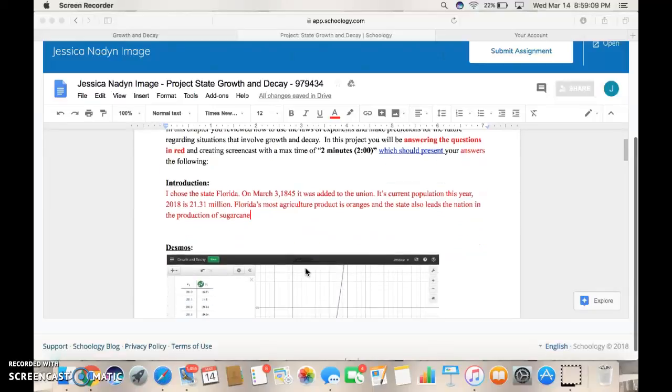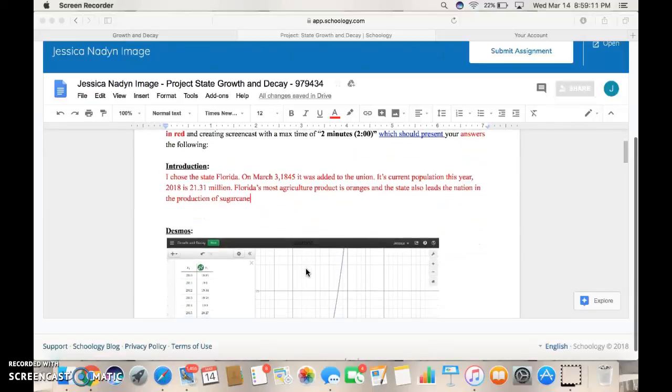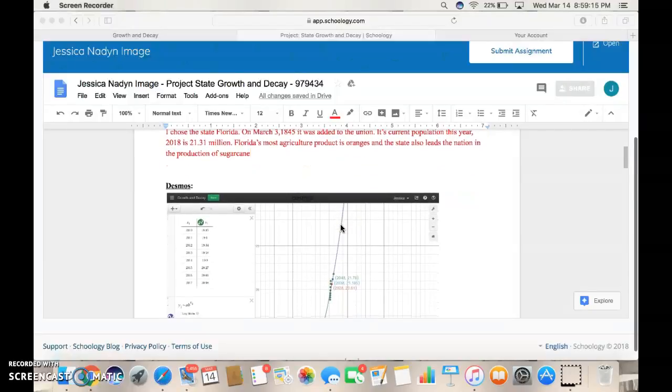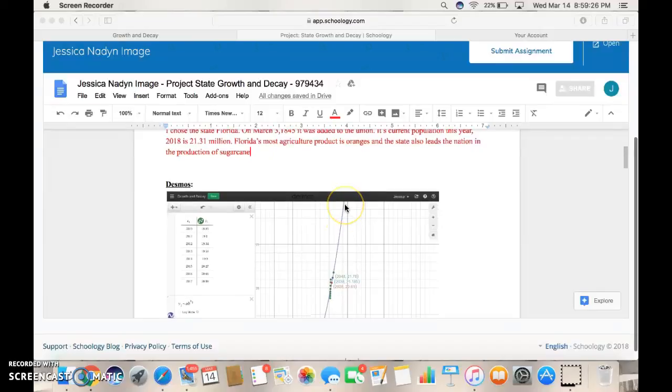I chose the state of Florida. On March 3rd, 1845, it was added to the Union. Its current population this year, in 2018, is 21.31 million. Florida's most important agriculture product is oranges, and the state also leads the nation in the production of sugarcane.